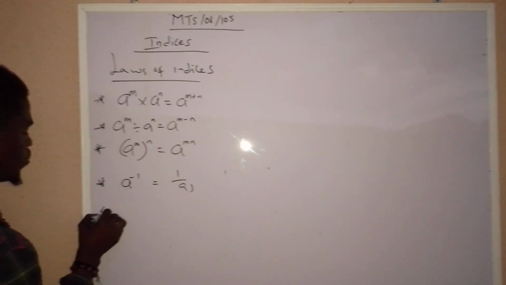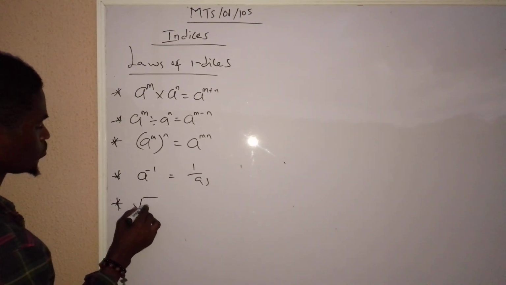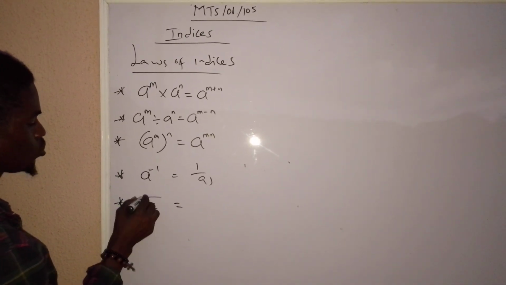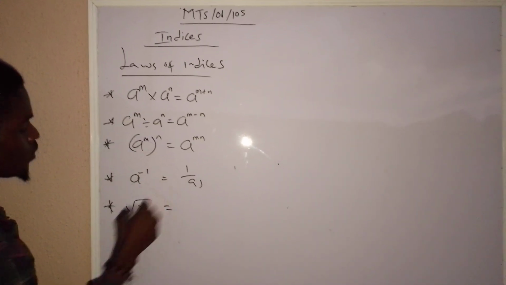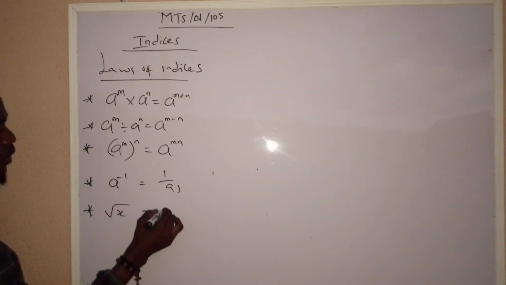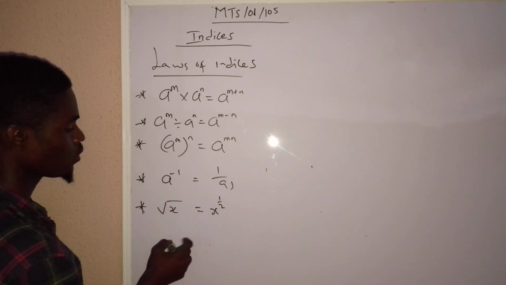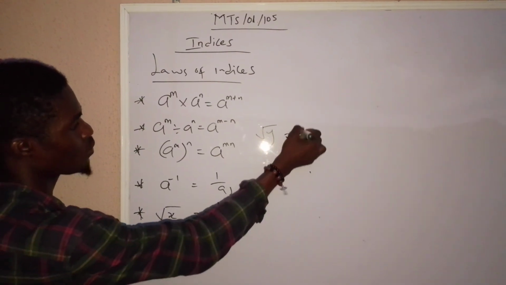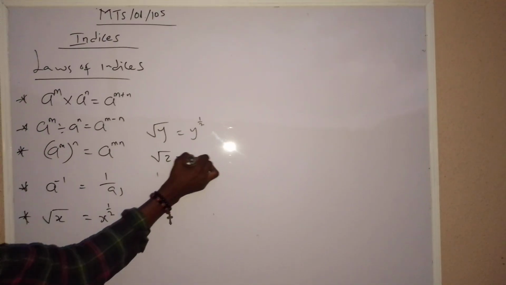Alright, so let's say you have square root of x. This square root means something is carrying raised power half. Square root of x is the same thing as x raised to power half, because the square root means raised to power half. If I have square root of y, how will I write it? I'll write y raised to power half. If I have square root of z, it means z raised to power half.